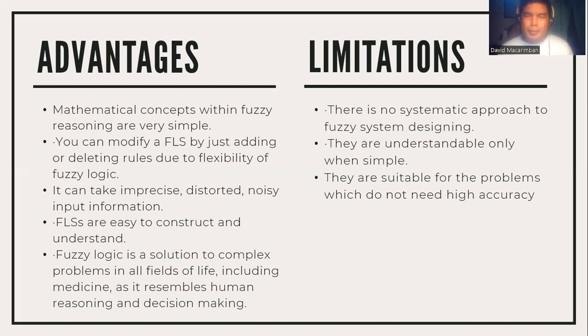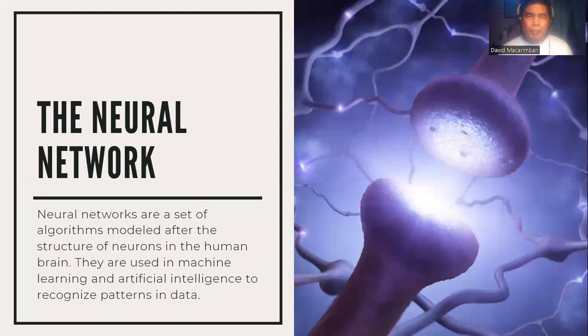Then limitations of fuzzy logic systems are the following. There is no systematic approach to fuzzy system designing. They are understandable only when simple. They are suitable for the problems which do not need high accuracy. Now let's move on to neural networks.